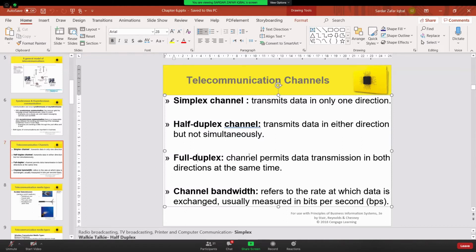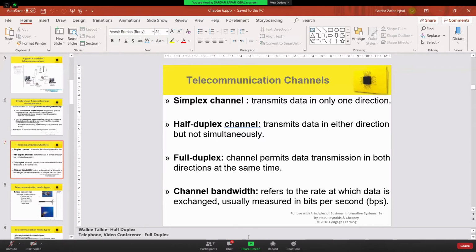And the full duplex channel permits data transmission in both directions at the same time. Like we are doing right now. Right? Did you get this communication? It's full duplex. Am I right? Yes. Anybody can speak, anybody can respond here and there. Okay, so this is full duplex. Talking on the telephone, video conferencing, these are all full duplex.